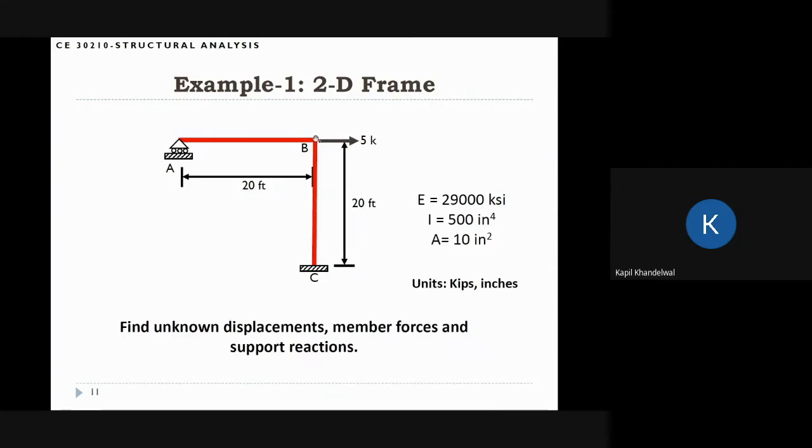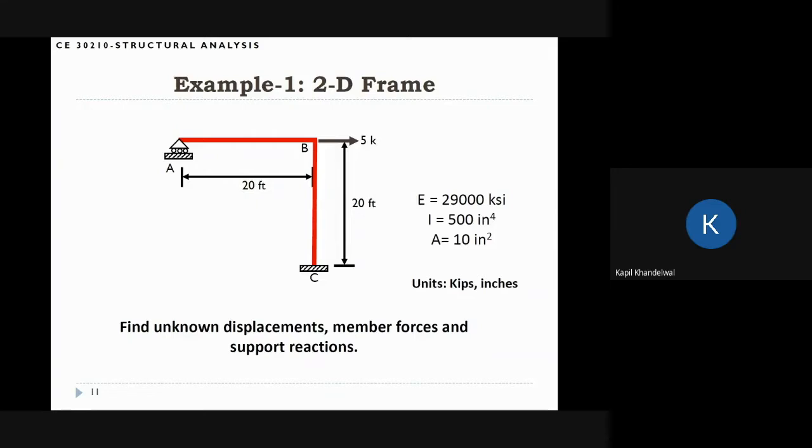There's a node at B here, and there are 3 degrees of freedom at this node. One is the displacement in the X direction, one is the displacement in the Y direction, and the third is the rotation. And then there is one free degree of freedom that is a horizontal motion at A and the rotation at A. So there are 2 free degrees of freedom at A. And in total, then there are 5 free degrees of freedom.